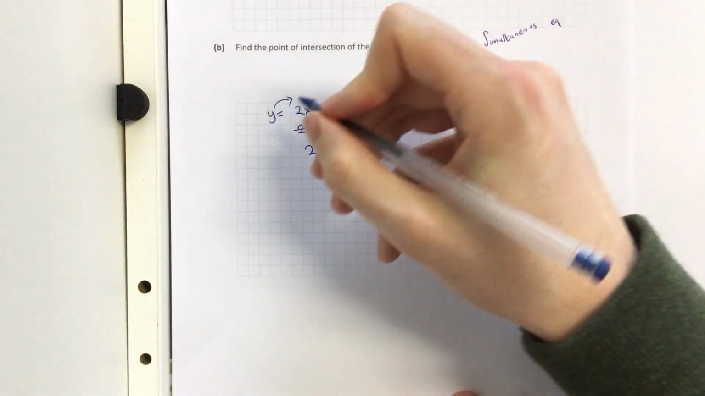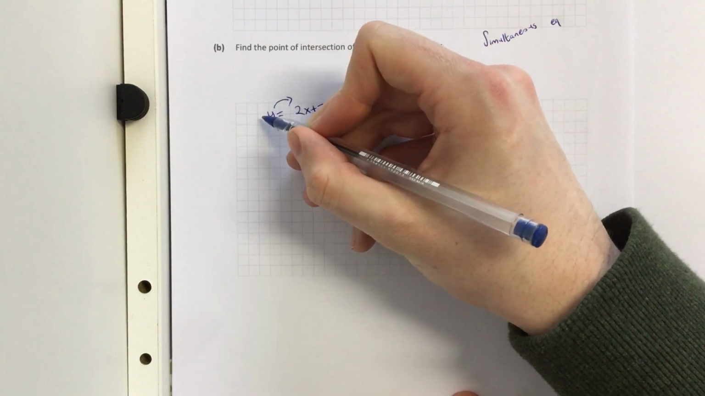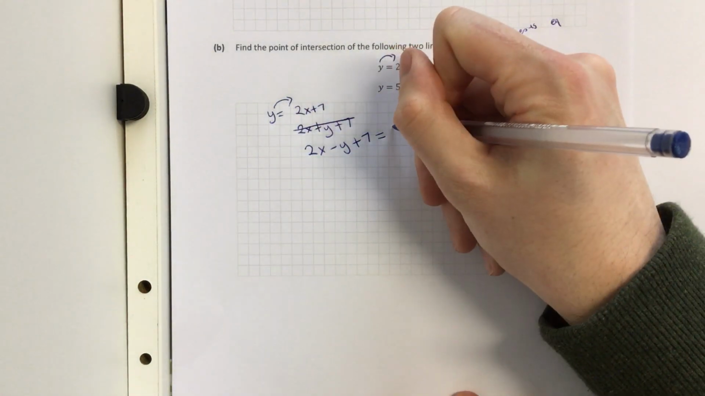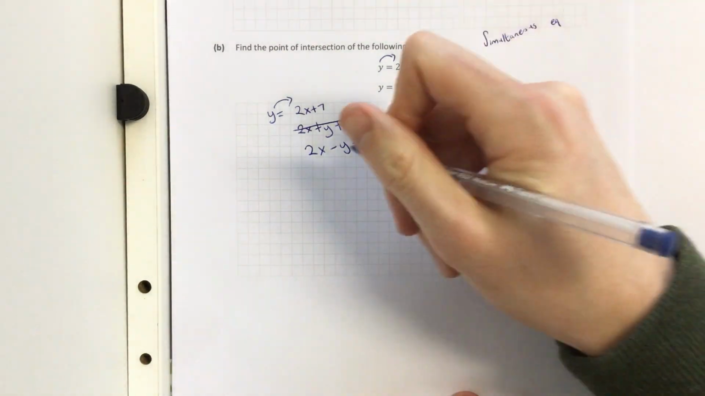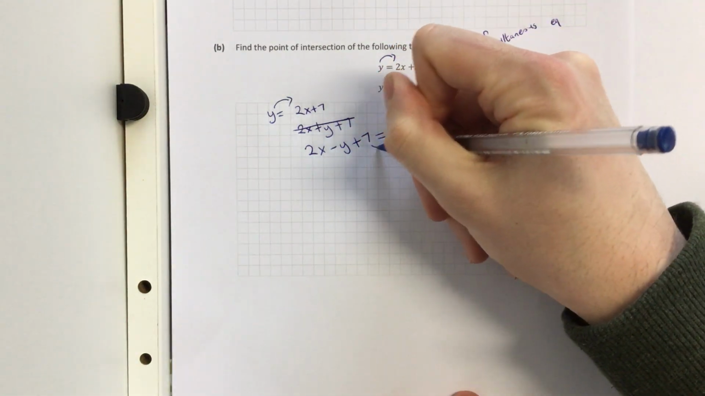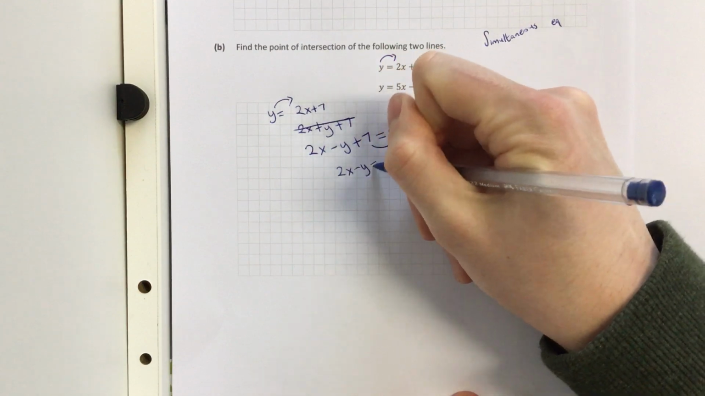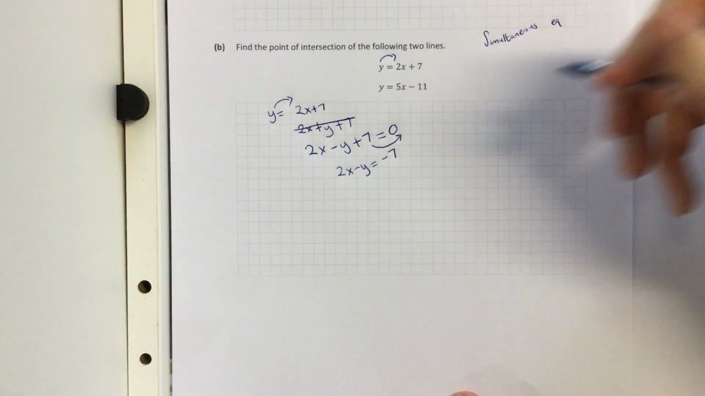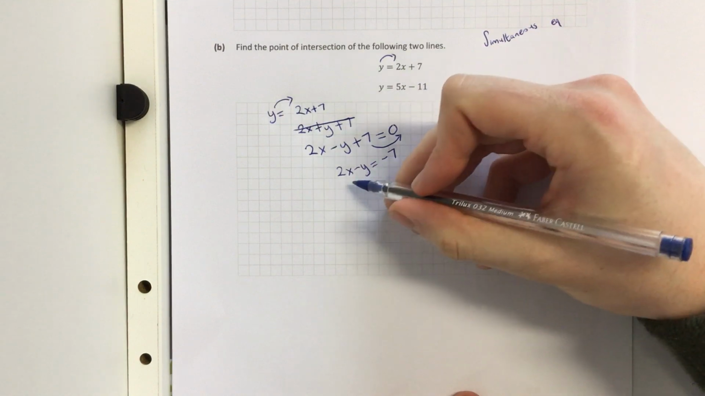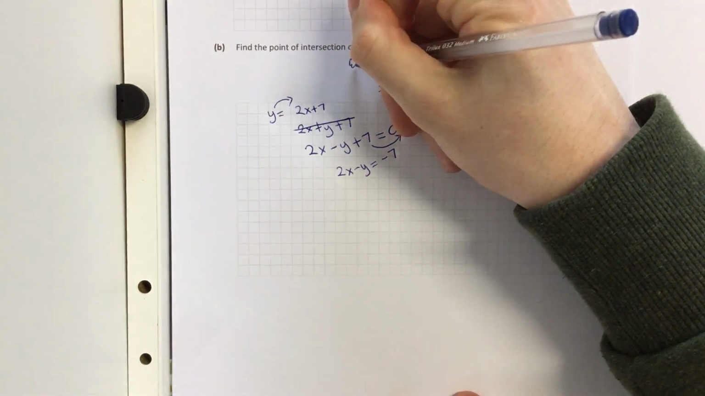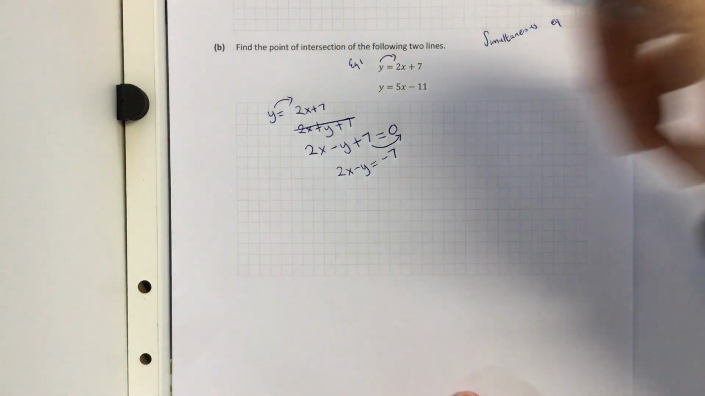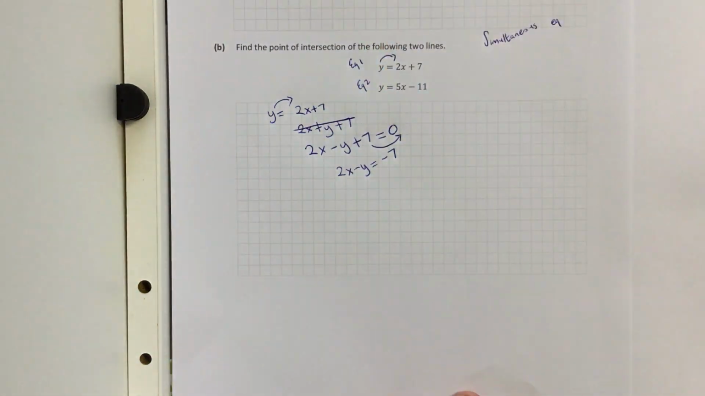That's equal to, now if I move the y over, there's no longer anything on the left, which is going to be 0. So now I need to move the number to the right. We have 2x minus y equals minus 7. And now I have this particular equation in the correct format. So I've done equation 1. I now need to do equation 2.